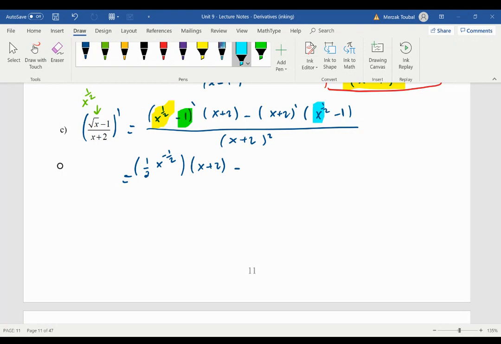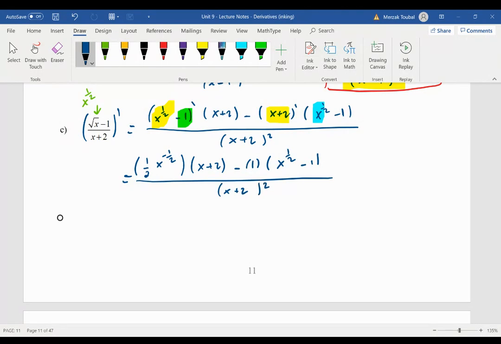Minus the derivative of x plus 2. Well, the derivative of x is 1, and the derivative of 2 is 0, so we got only minus 1 in here. Times x to the 1 half minus 1. All divided by (x plus 2) squared.